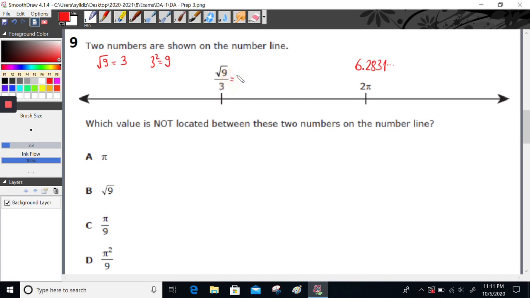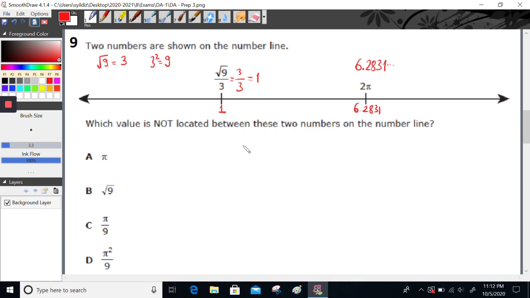So this is 3 over 3. And 3 over 3 is 1. That means this is the number 1 on the number line. And this point is 6.2831. So the question: which value is not located between these two numbers?